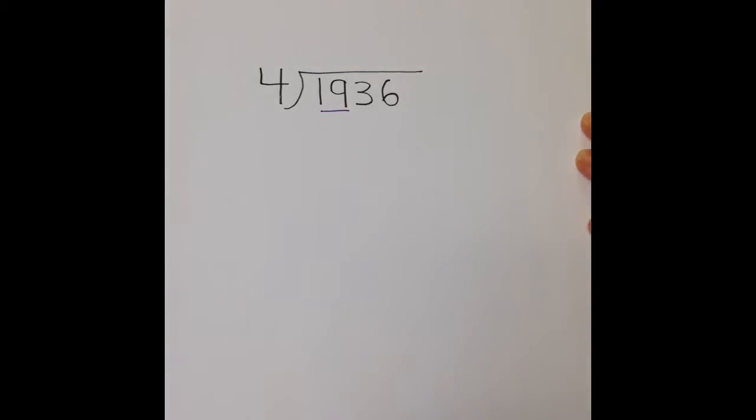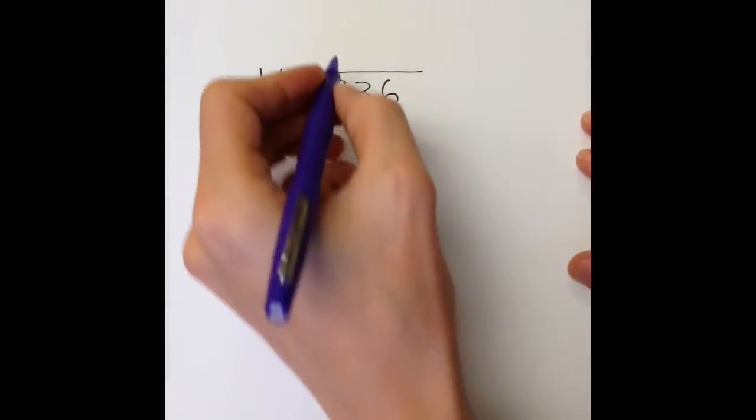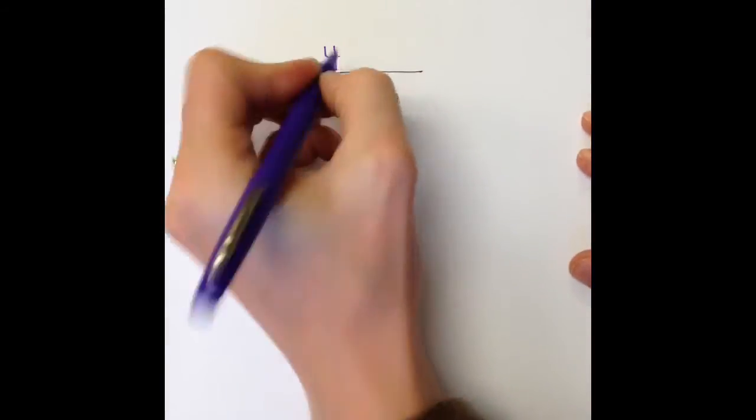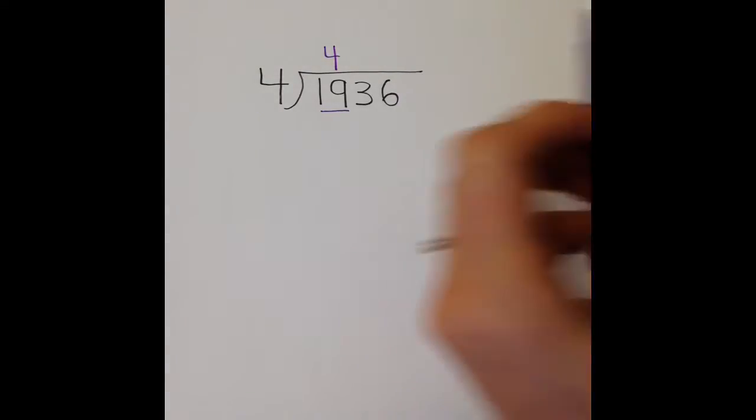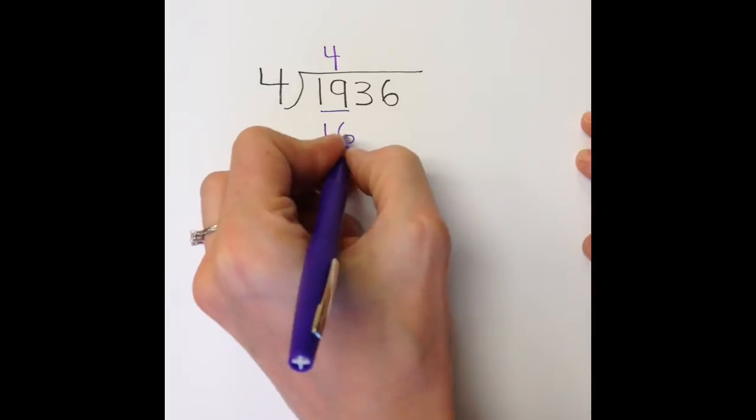So you look along your multiplication chart along the row of 4s until you get close to 19 without going over. And you would land on 16. 4 groups of 4 makes 16, so 4 can fit into 19 4 times. 4 times 4 is 16.